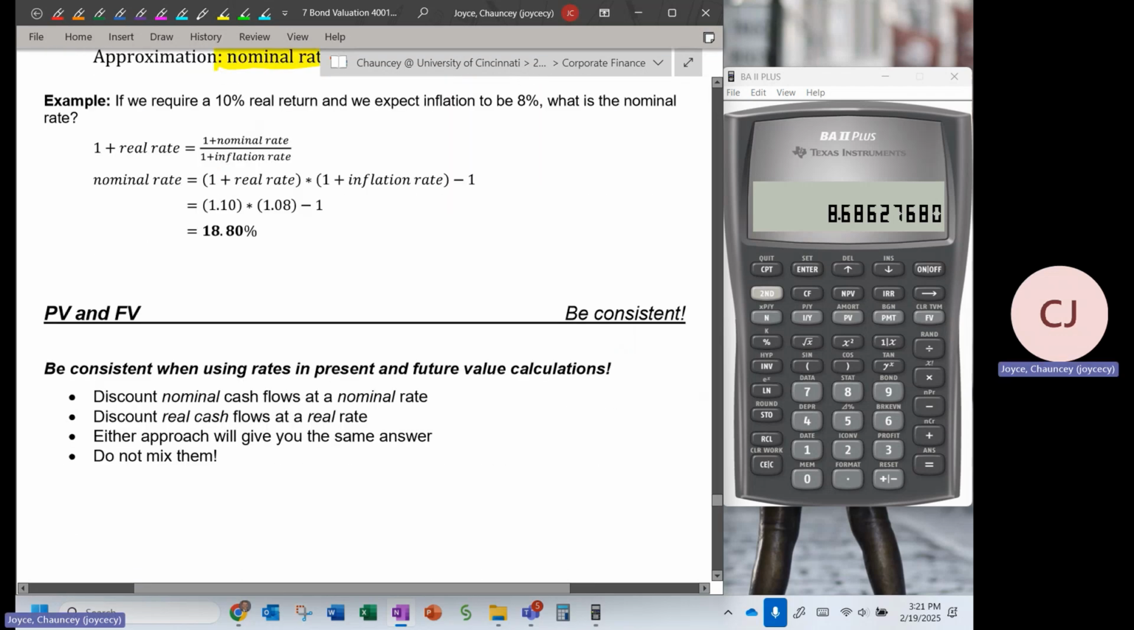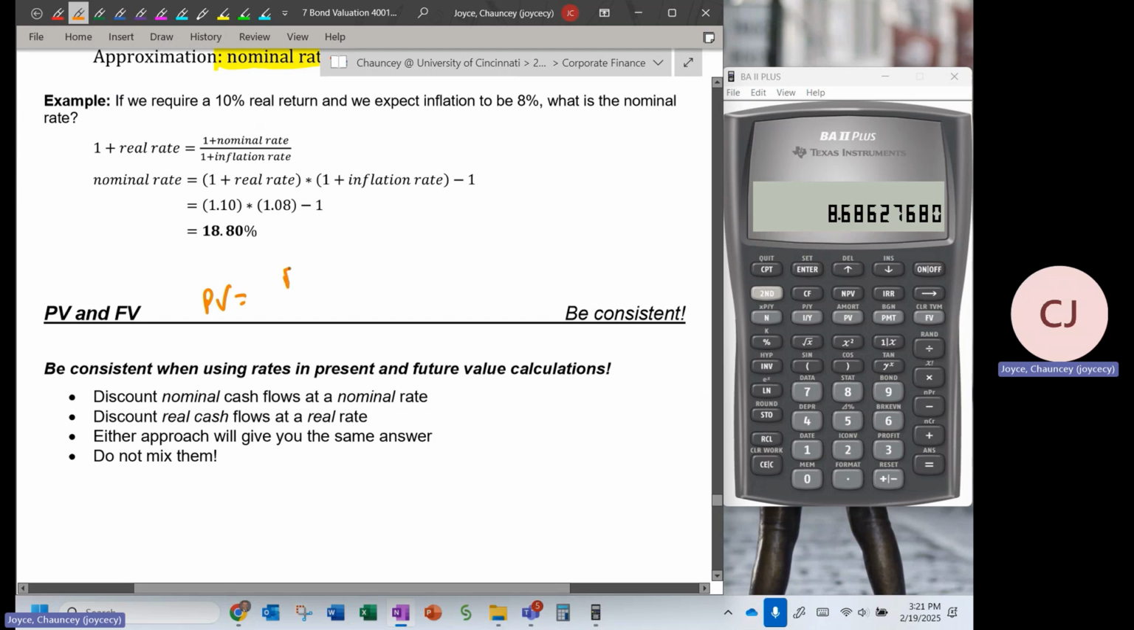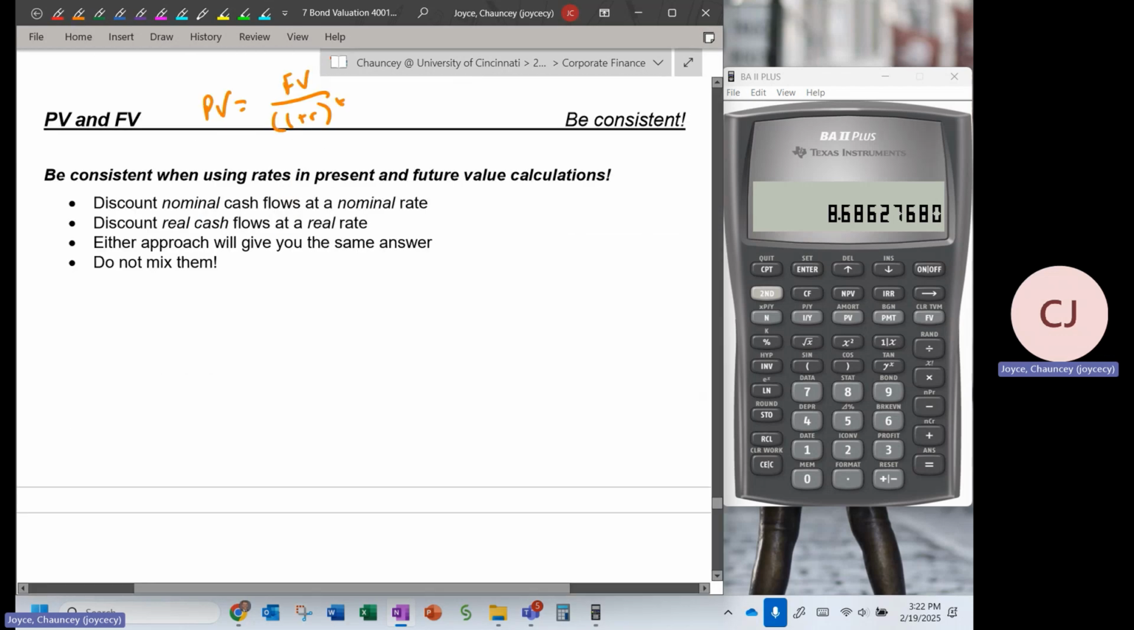So does it matter which one we're using here? Well, it does. You discount nominal cash flows at nominal rates. You discount real cash flows at real rates. So anytime you're doing that valuation, whether it be present value or future value, and I'll just put those equations there for single cash flows, just be consistent. If the cash flows are nominal, then discount at nominal rates. If they're real cash flows, discount at real rates. So don't mix them. Either approach will get you the same answer.